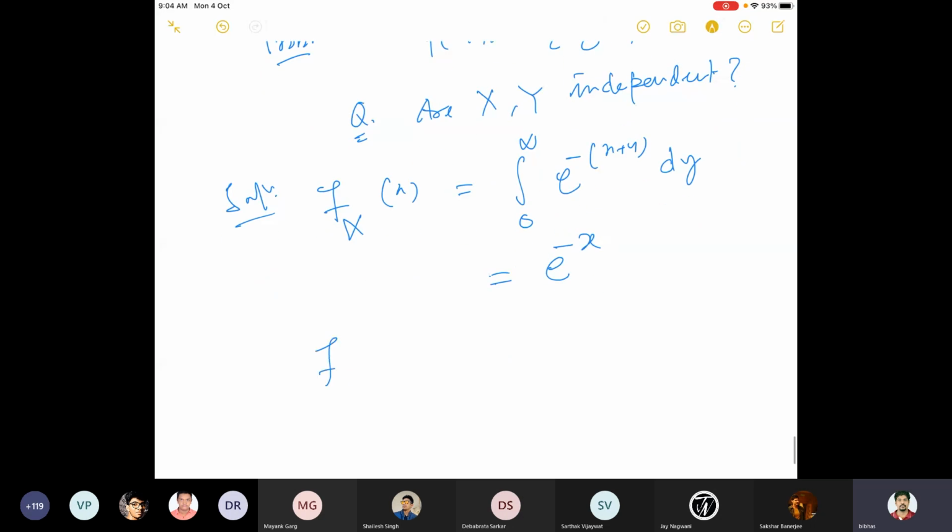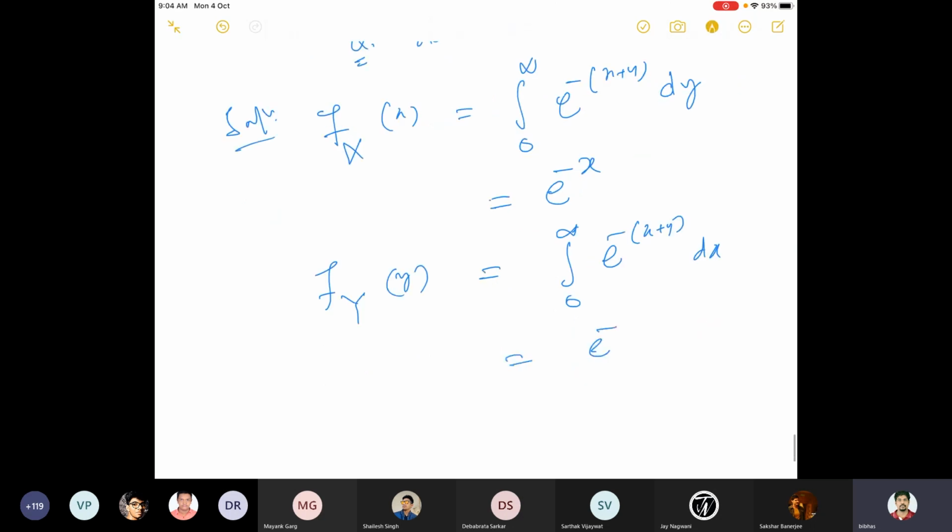Similarly, if you find the marginal corresponding to y, what do you get? This is the integral from 0 to infinity of e to the power minus (x plus y) dx. Of course, it is symmetric, so this has to be e to the power minus y. So what is happening here?